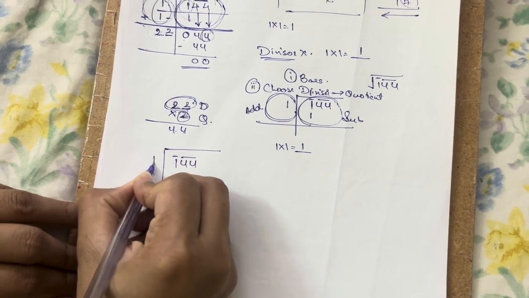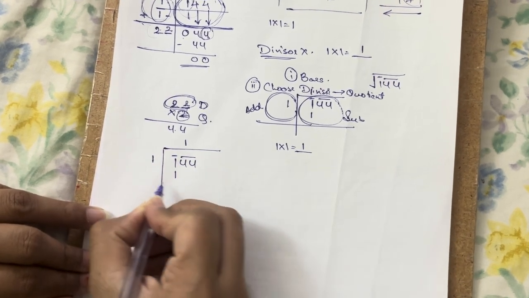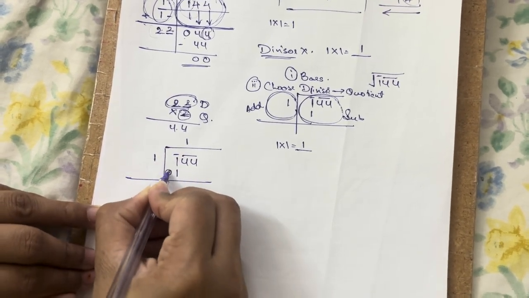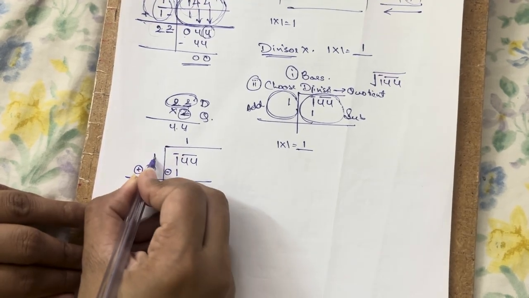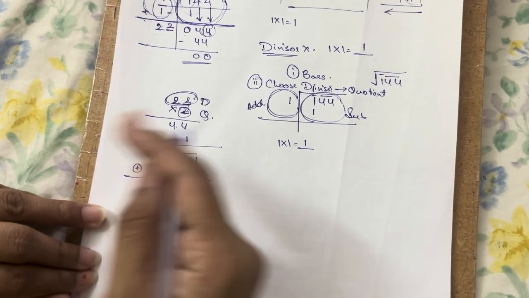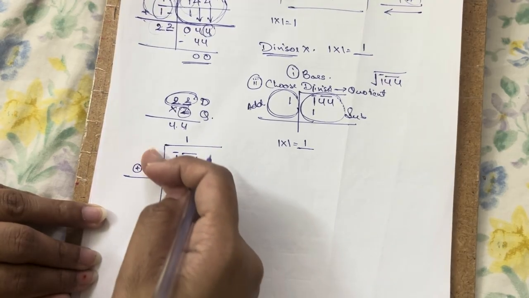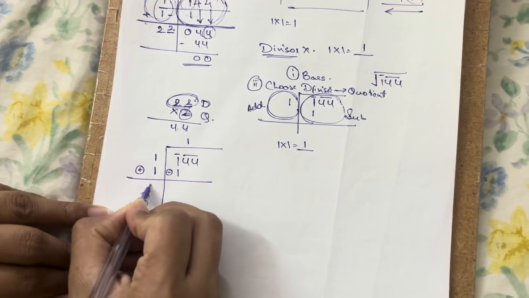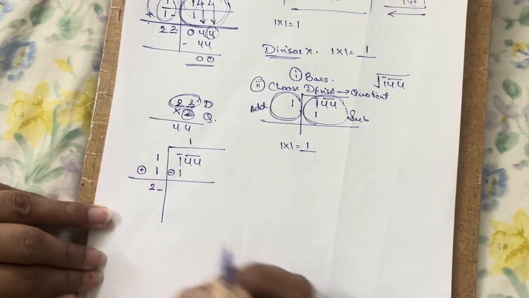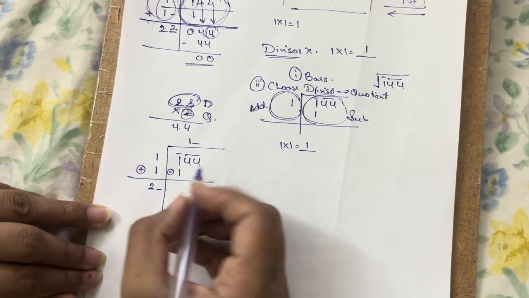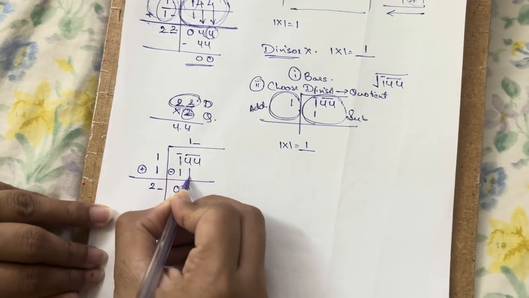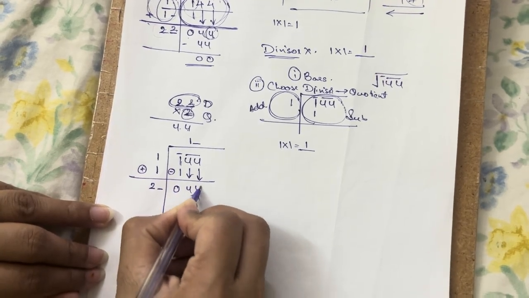So here I have 1 times 1, it becomes 1. Inside subtraction happens, outside addition happens. Now what adds to it? The same number will add. It doubles. So 1 plus 1 becomes 2, and then a dash comes after it automatically. There is a dash here as well. This becomes 0, carrying down your 44.